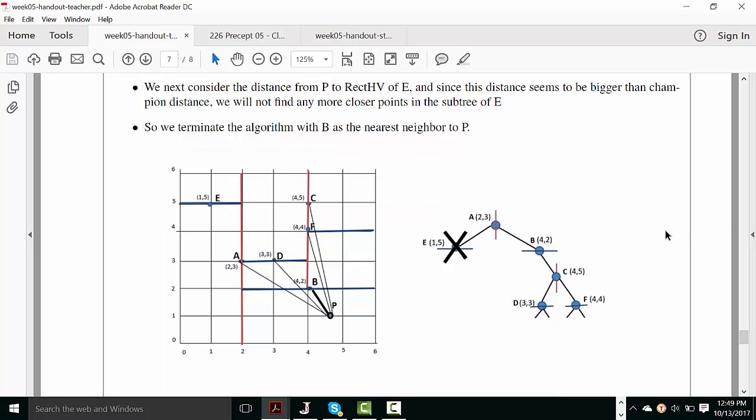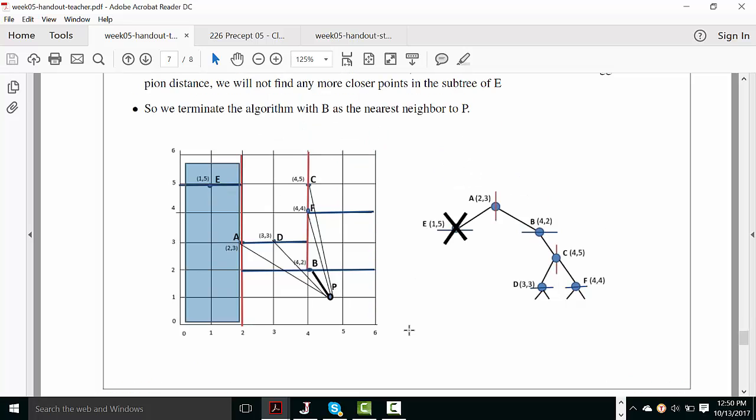And then we look at the bounding box of D, which is this one here. The distance from P to that box could be smaller or larger. If it's smaller, then we must consider this box because there could be a point here closer than B that can be a better point. If it's longer, then there's no need to consider this rectangle or all the points in the tree. That's called pruning. In this case, you only get one opportunity to prune, which is to prune the entire subtree of E, because the distance seems to be bigger than the champion distance you found.